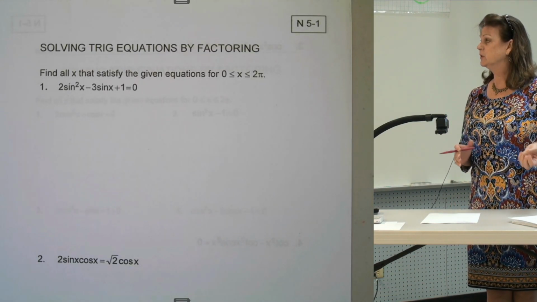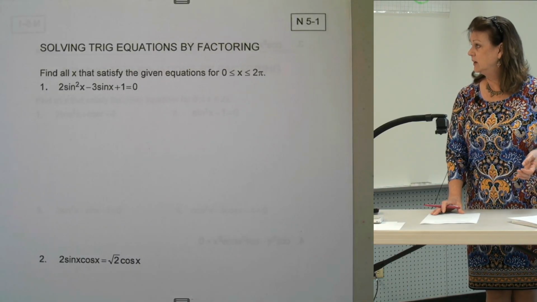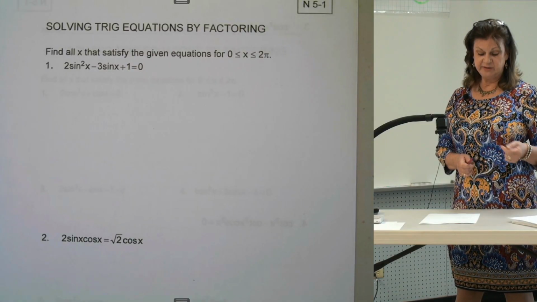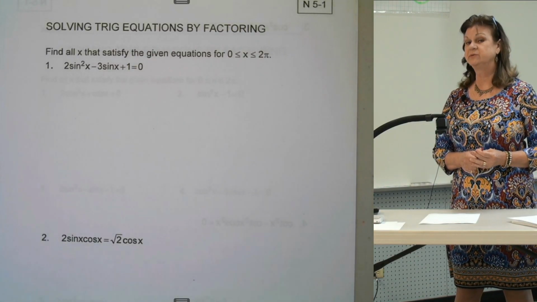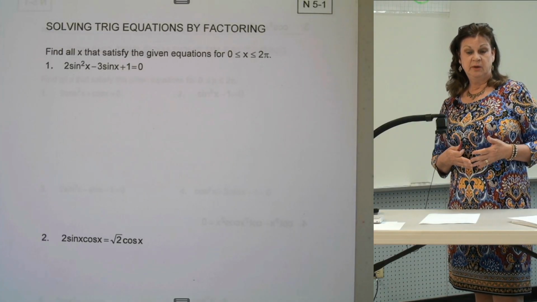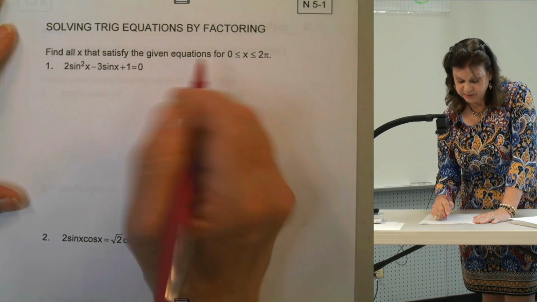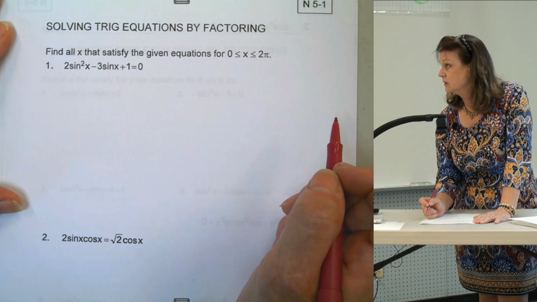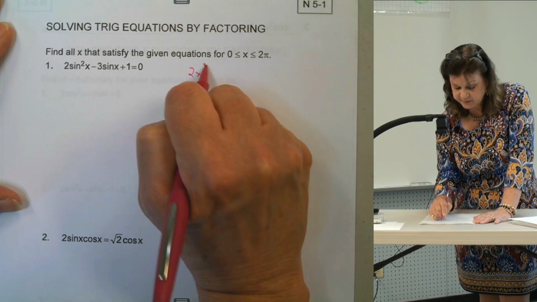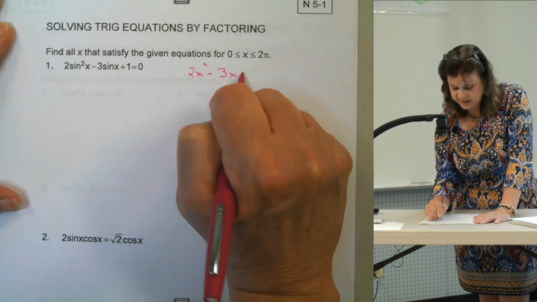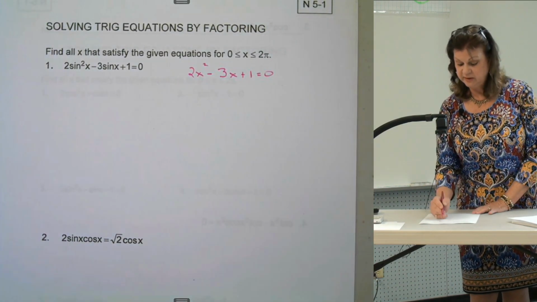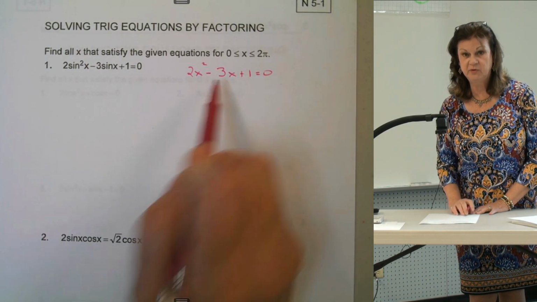Just get a piece of paper, take a minute, and write down this first equation. We're solving 2 sine squared minus 3 sine plus 1 equals 0, and we're trying to find the values of x that make this true. Again, please don't be intimidated by the trig in the problem. If you saw 2x squared minus 3x plus 1 equals 0, you would be able to solve that. You'd be looking for factors of 2 that add to give you 3.